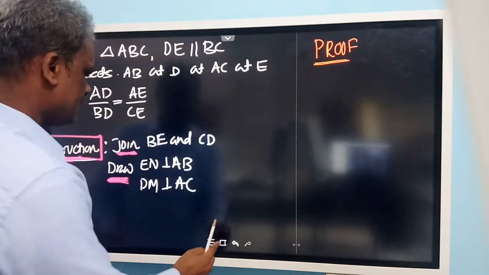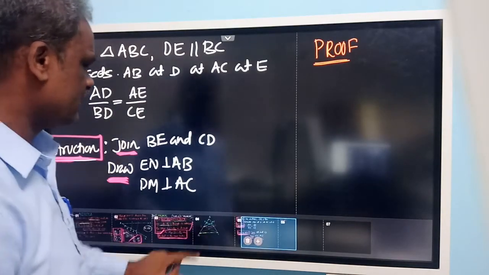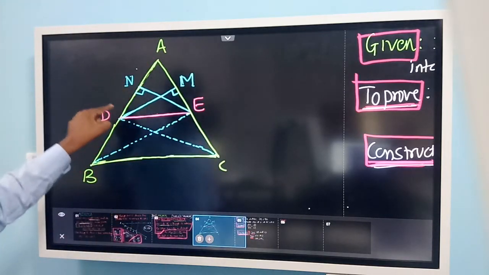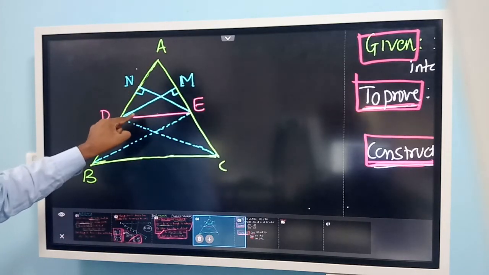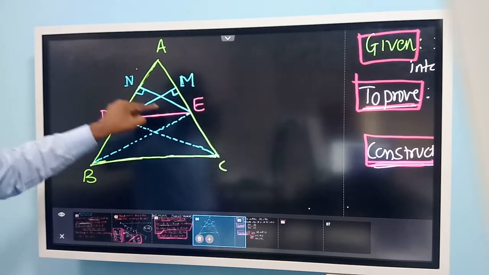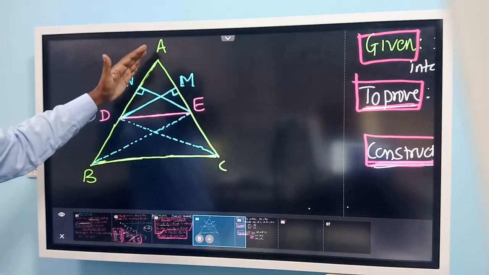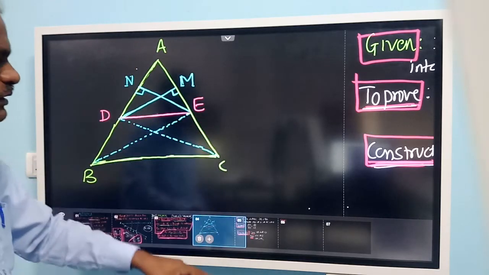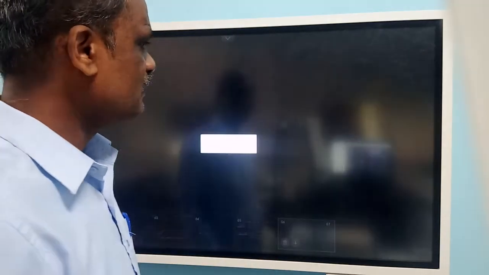So come to this triangle now. Here look at this triangle. In this triangle we have ADE. ADE is a triangle in which EN is perpendicular. You can take this as a base and this as altitude. So now I will write here.